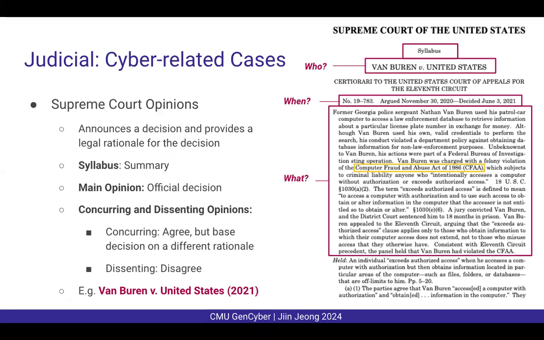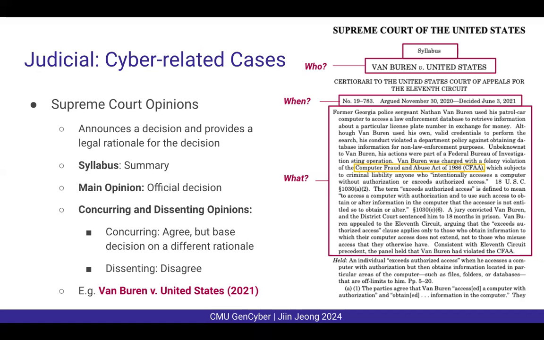So if you go to Supreme Court opinions, these are basically documents that announce a decision by the Supreme Court and provide a legal rationale for the decision. And it consists of the following parts: the syllabus, which is a summary of the Supreme Court opinion, the main opinion, which is the official decision and the rationale, and then you will often find concurring and dissenting opinions on the document as well. The concurring opinion agrees with the main opinion, but bases the decision on a different rationale, whereas the dissenting opinion disagrees with the main opinion.